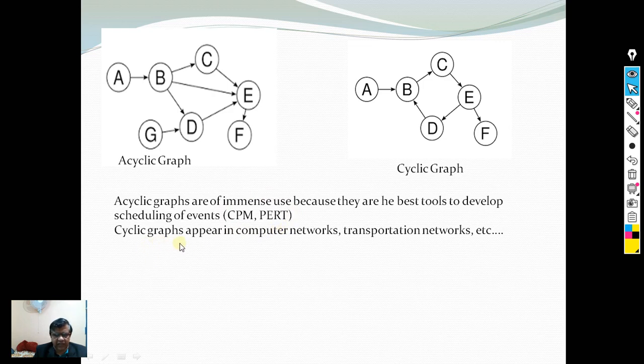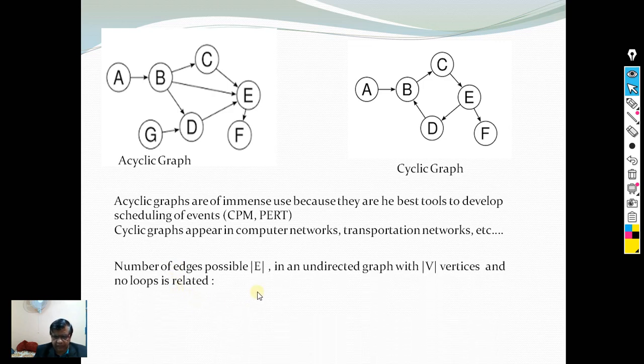Cyclic graphs appear in computer networks, transportation networks, etc. It is a pointer to understand that both cyclic graphs as well as acyclic graphs will find their application while transforming a problem that we face in our mundane life into the form of a graph.